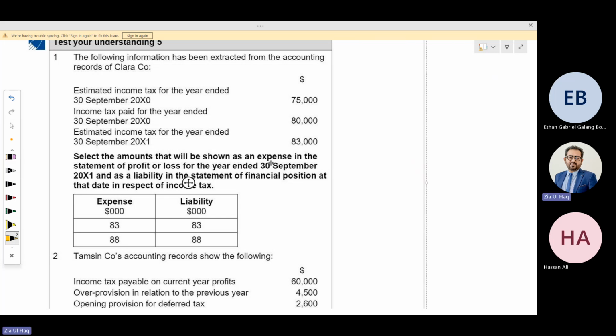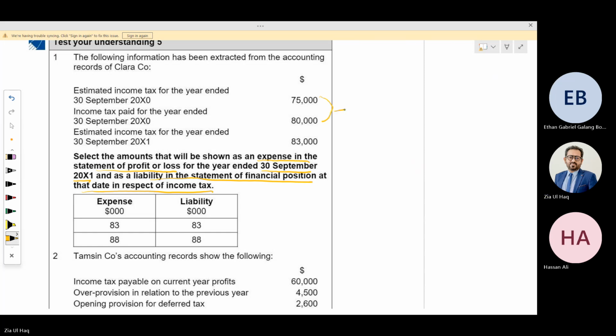Select the amounts that will be shown as an expense in the statement of profit or loss for the year ended 30th September 20X1 and the liability in the statement of financial position at that date in respect of income tax. What you will record to P&L and what you will record in tax payable under current liabilities. The following information has been extracted from the accounting records of Clara Company. Estimated income tax for the year ended 30th September 20X0, meaning the previous year liability, was 75,000. Income tax paid for the year ended 30th September 20X0, they paid 80,000.